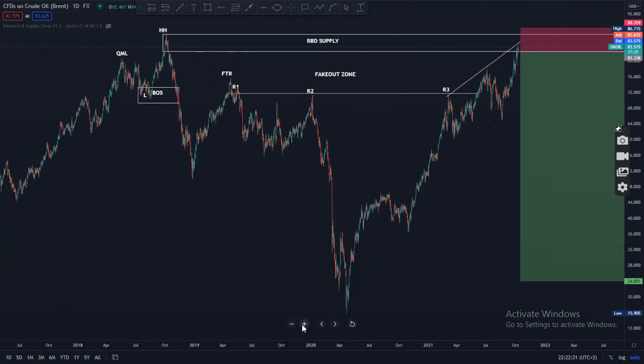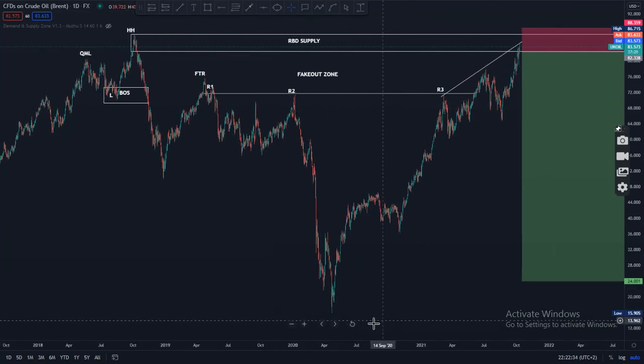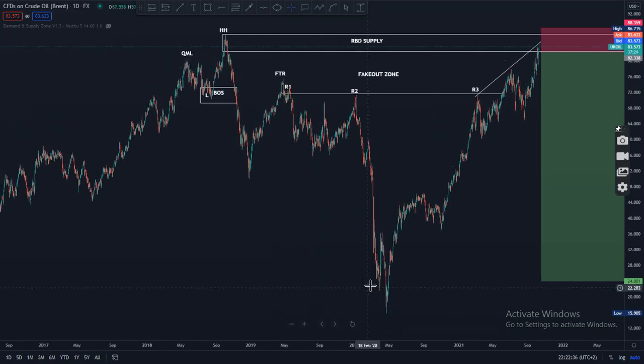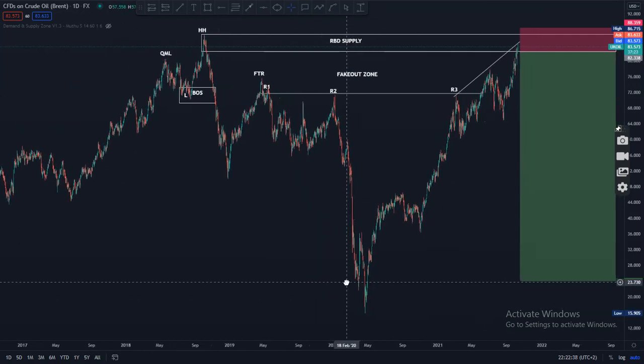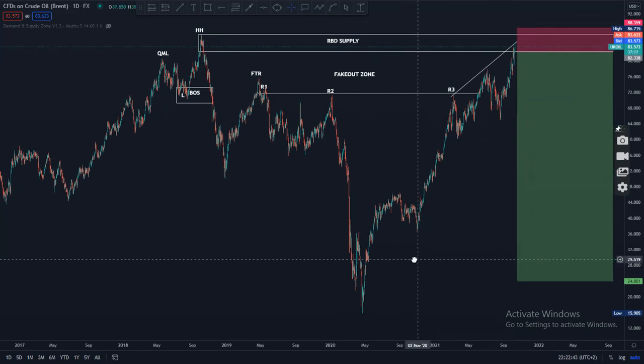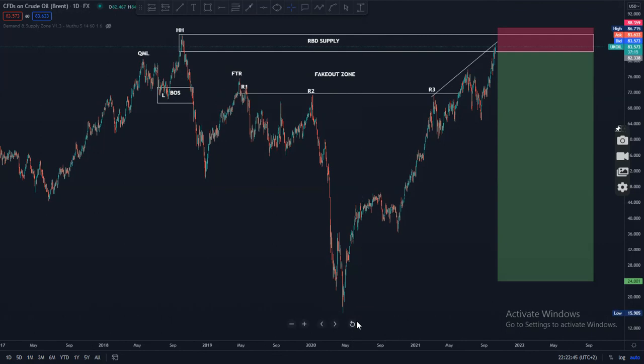So we have no idea what's going to happen. Our job is to objectively identify our edge and let the market do what it has to do, right? That's all we can do. So this is just how simple the analysis is. If you've got any questions on how you can analyze the QML and everything pertaining to the Quasimodo strategy, you can drop them in the comment section. I can surely try and explain.